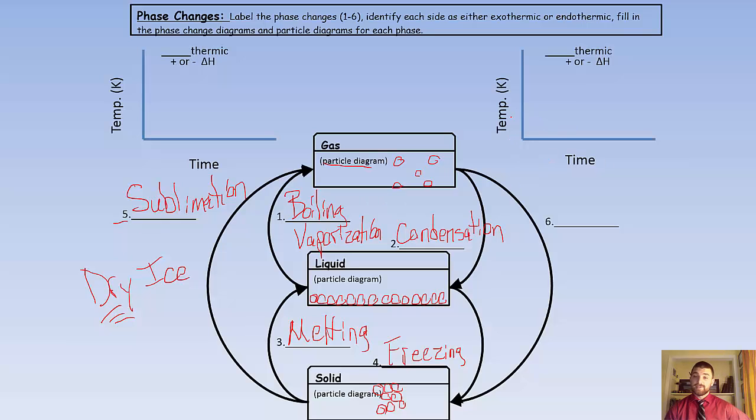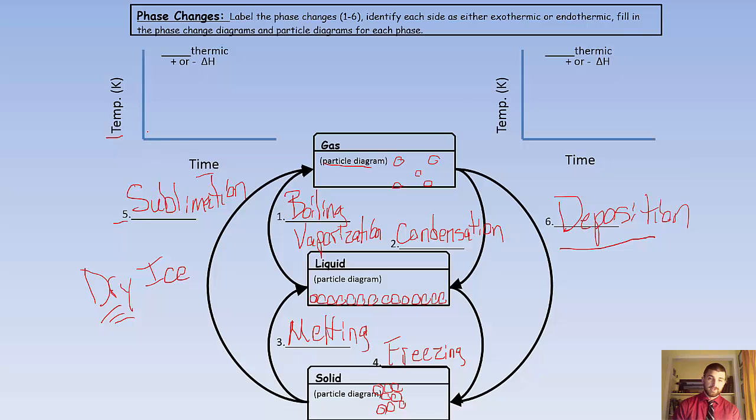Then there's also the opposite, going from a gas to a solid. We call that deposition. And if you look, the root of that word is kind of deposit. So that kind of makes sense. Going from a gas to a solid, that's like depositing something. Call it deposition.